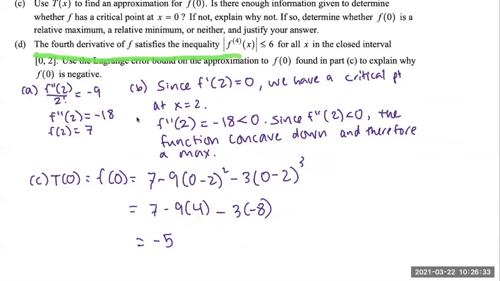Let me have you highlight or underline this. This isn't going to be the first time you see something written like this. It says the fourth derivative of f satisfies an inequality: the absolute value of the fourth derivative is less than or equal to 6. There were many Lagrange error bound questions where, let's think of sine and cosine.